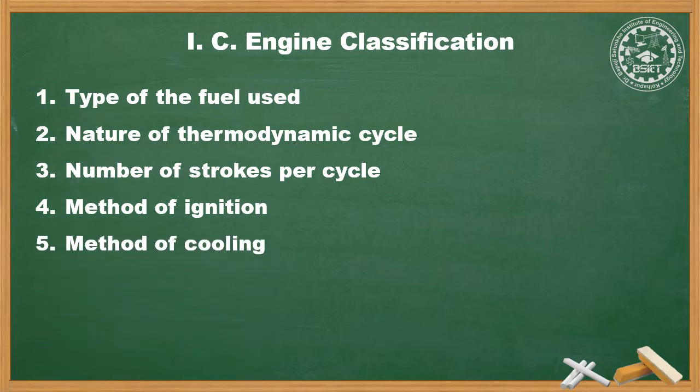Fifth is method of cooling. Based on method of cooling, engines are classified as water cooled engine or air cooled engine. Usually the heavy engine or engine used in 4-wheelers are water cooled engine, whereas engines used in 2-wheelers, mopeds are air cooled engine. Next is speed of the engine. Based on the speed, engines are classified as low speed engine, medium speed engine and high speed engine. Petrol engines are usually classified as high speed engine.